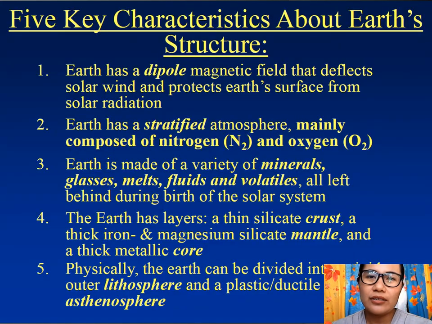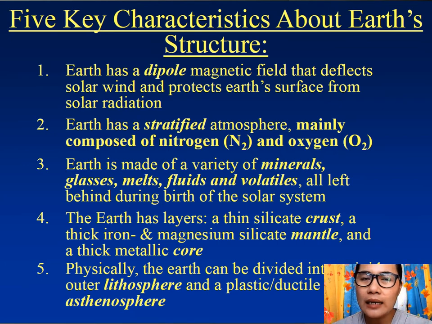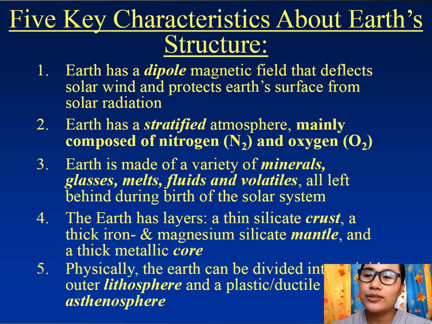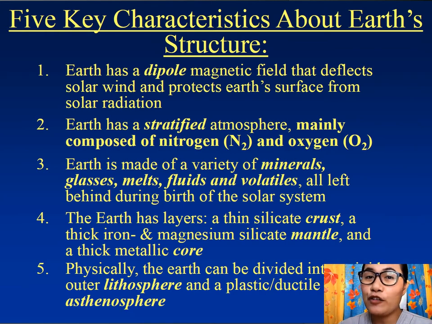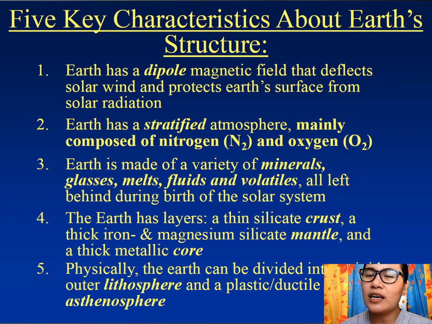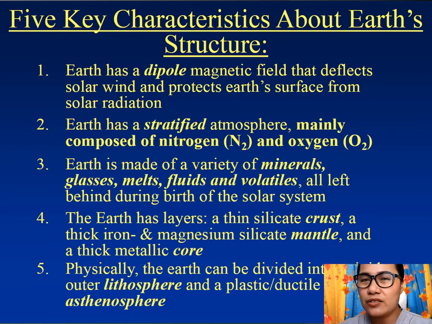What are the five key characteristics about the Earth? First characteristic, the Earth has a dipole magnetic field. Dipole means two. It has two polarities in its magnet. A magnet has a north pole and a south pole. So the Earth, because it is a magnet, is also dipolar. It deflects solar wind and protects the Earth from solar radiation. Solar wind is wind coming from the sun. It can burn, it contains too much UV radiation. Without the magnetic field, it could not be deflected. So it would come down to Earth, burning everything, all forms of life on the surface of the Earth.